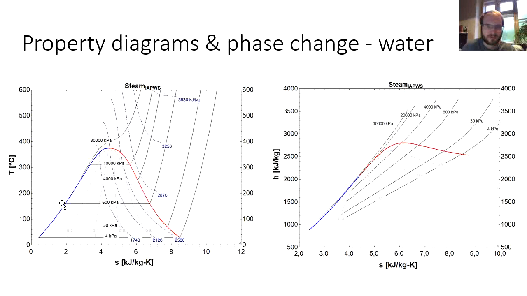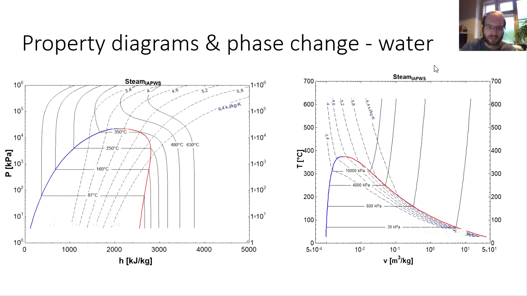Despite its illustrative value, the TS diagram is not suitable to perform practical calculations. Here comes handy the enthalpy-entropy diagram, which is shown here on the right side. Again, we can see the line of the saturated liquid, saturated vapor, we can see the isobars, and we can see the lines of constant quality.